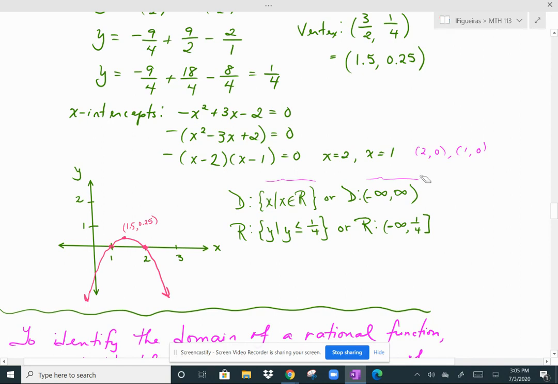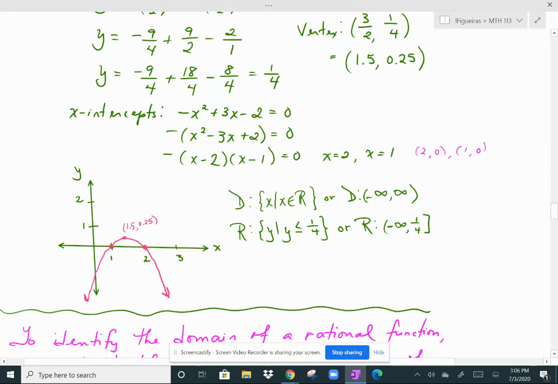And your range, again, if I'm looking at this from the bottom to the top, these arrows here mean that this is going towards negative infinity, and then it's increasing, and the biggest y value that it takes on is 0.25 or a quarter. So your set builder is, the range is the set of all y such that y is less than or equal to a quarter, or in interval notation, it goes from negative infinity to 1/4. So make sure your intervals are always written from smallest to largest.